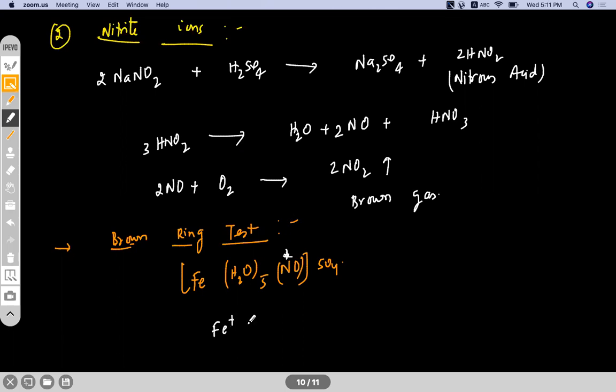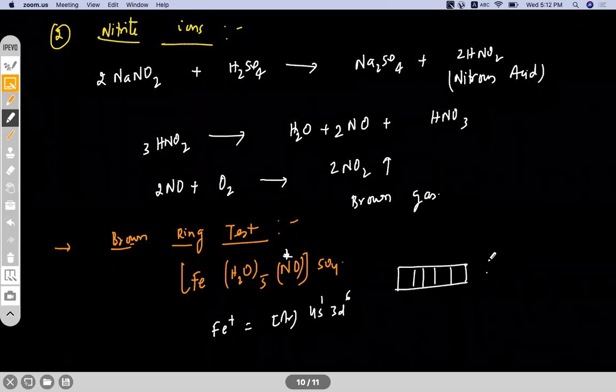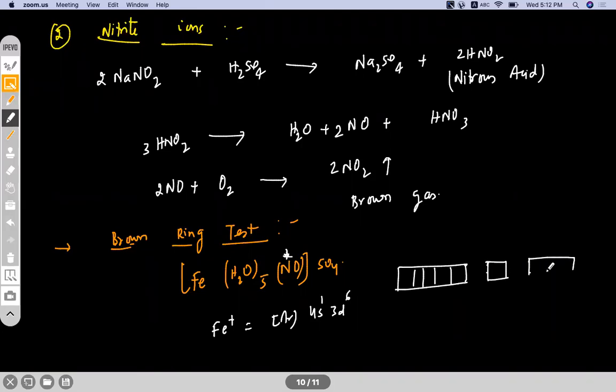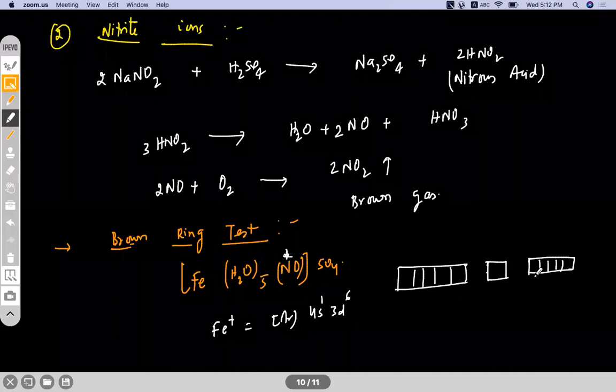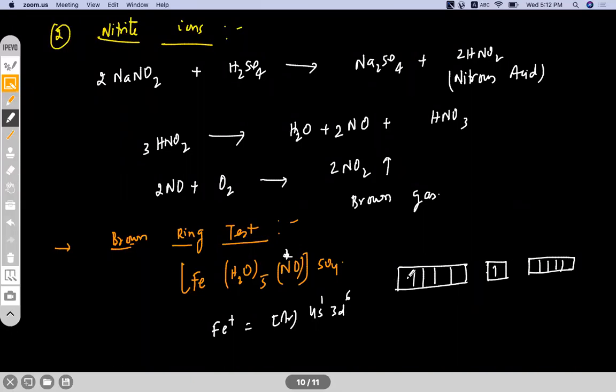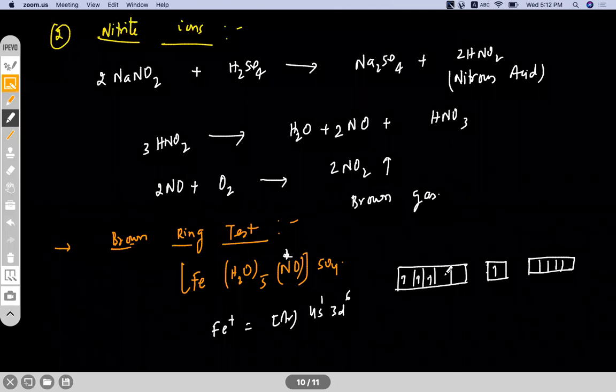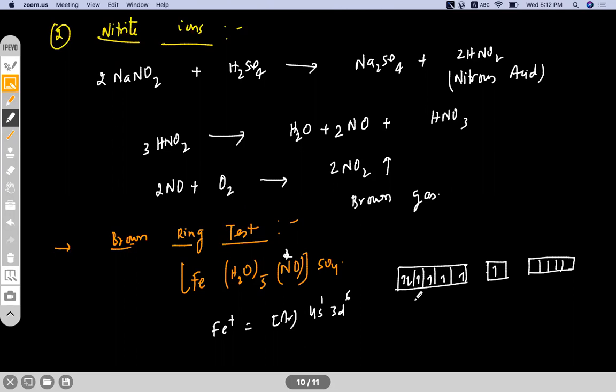So Fe plus, the configuration is argon 4s1 and 3d6. Correct, no? Yes, sir. Okay, if you look at this orbital diagram, it is 3d, (4s, 4p). So we have one electron here and six we have here. 1, 2, 3, 4, 5, 6.